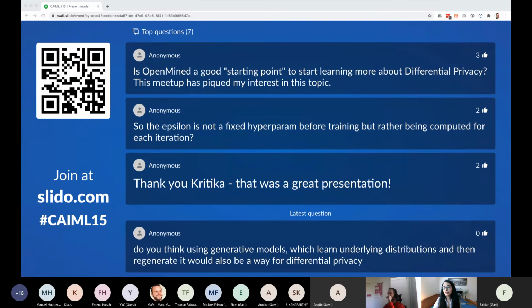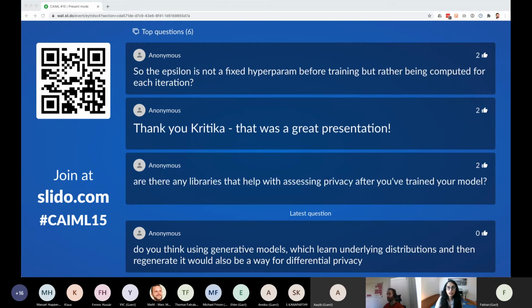So next question. Is OpenMind a good starting point to start learning more about differential privacy? Yeah, absolutely. I think you will find the largest open source community working on differential privacy in OpenMind. Another good place to look at is the OpenDP community, which has been a strong effort by Harvard and Microsoft together. They are building a lot of libraries and tools for differential privacy, but that you will find is much more academic and much more rigorous in some sense. OpenMind is a good entry point into differential privacy.